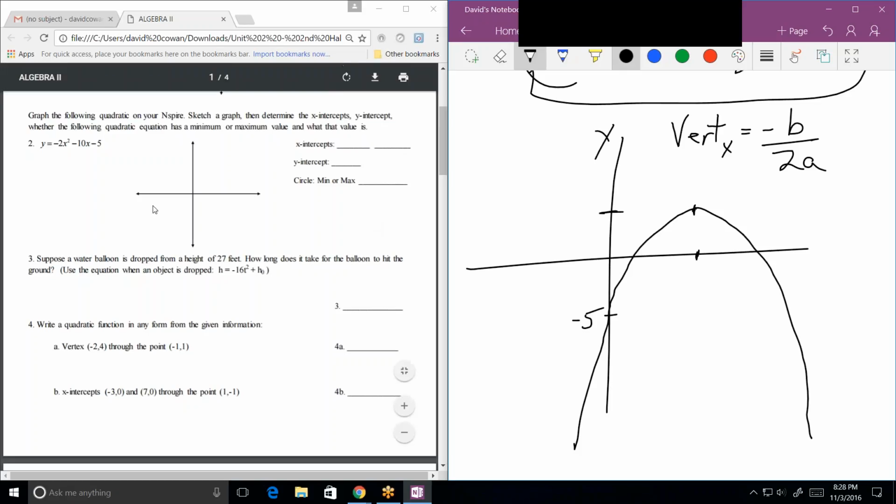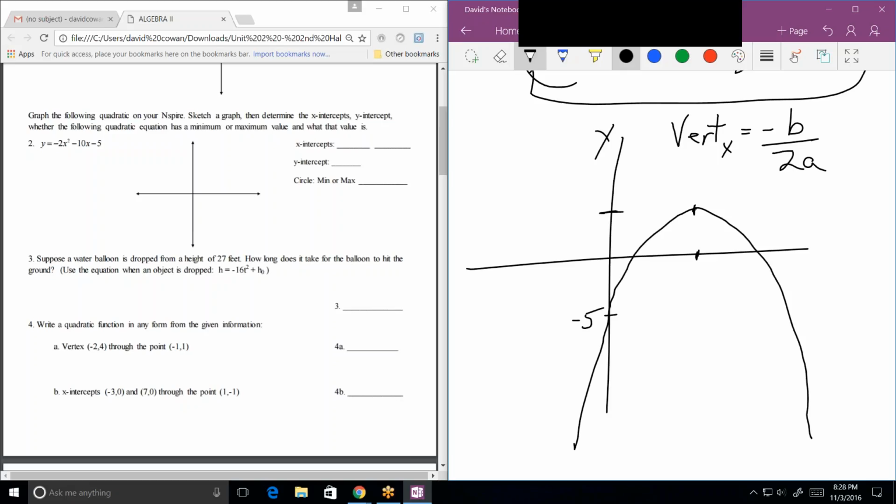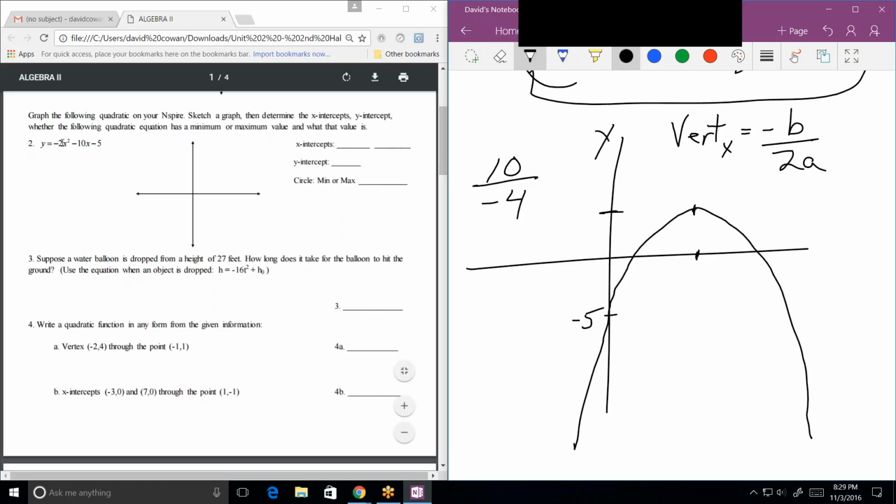So let's do that. And here it doesn't matter if we use these numbers or the positive ones. We probably want to use these at this point, especially for determining what y is going to be once we figure the x-coordinate of the vertex. So what's minus b over 2a? It'd be minus, well, it'd be plus 10 over 2, negative 2, minus 2. Let's see, it would be plus 10 over minus 4. Because a is minus 2, 2a is minus 4.